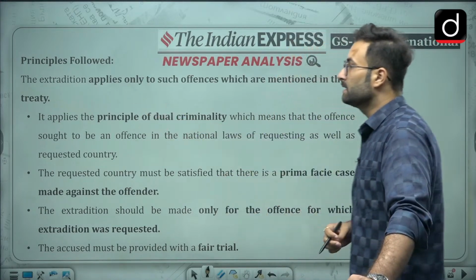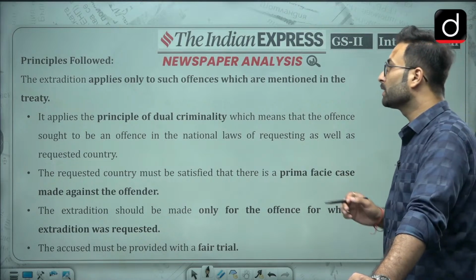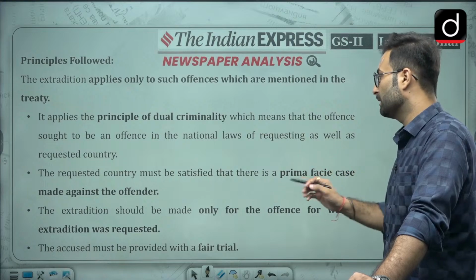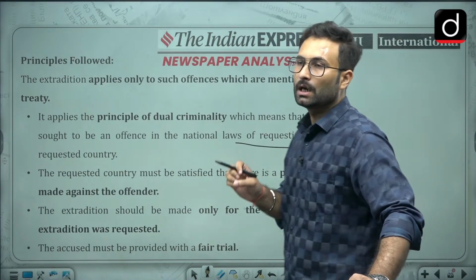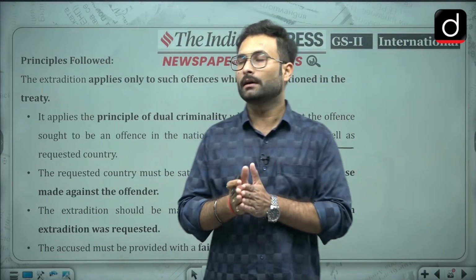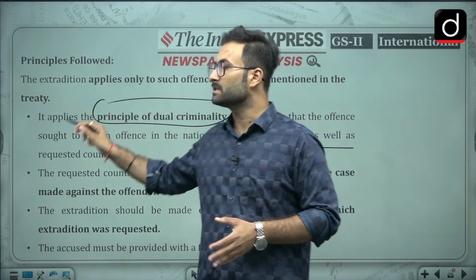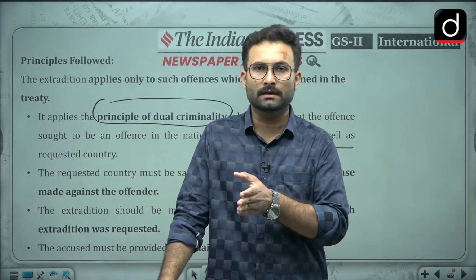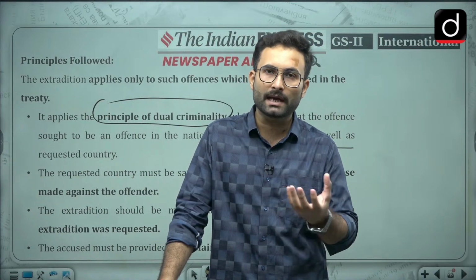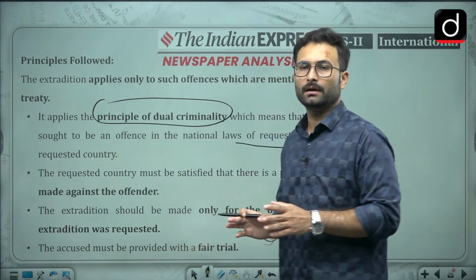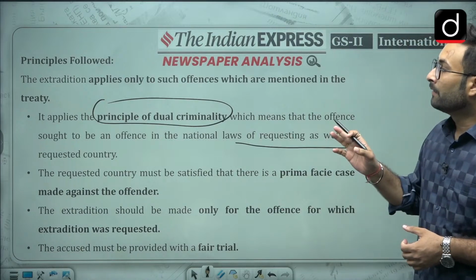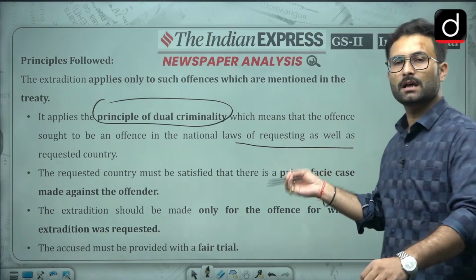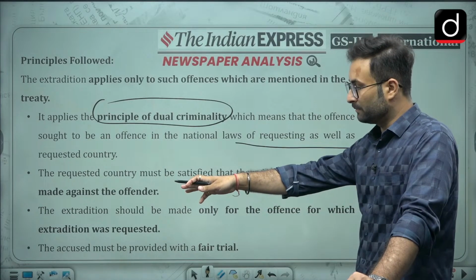Next, it applies the principle of dual criminality, which means that the offence ought to be an offence in the national laws of the requesting as well as the requested country. The principle of dual criminality means that a particular act is seen as a crime in both countries. In that case only there can be an extradition. Now, the requested country must be satisfied that there is a prima facie case made against the offender. That is the basic requirement.